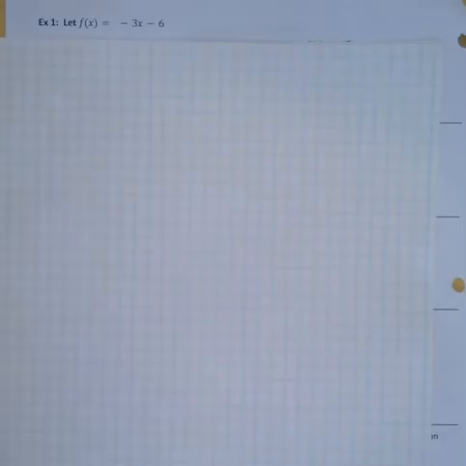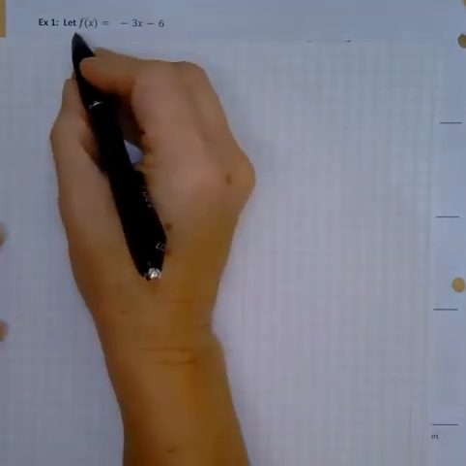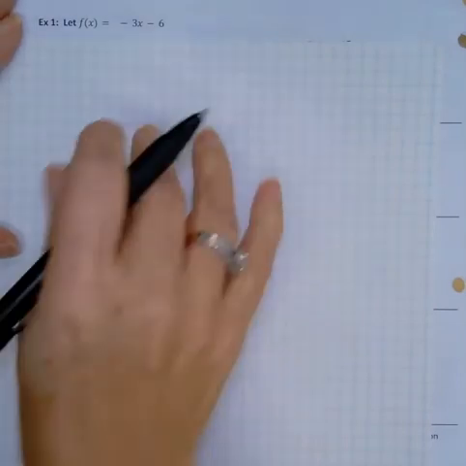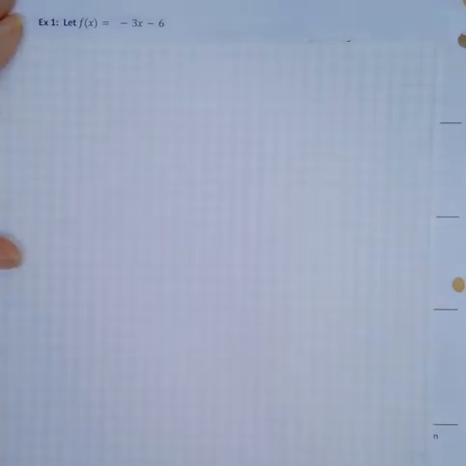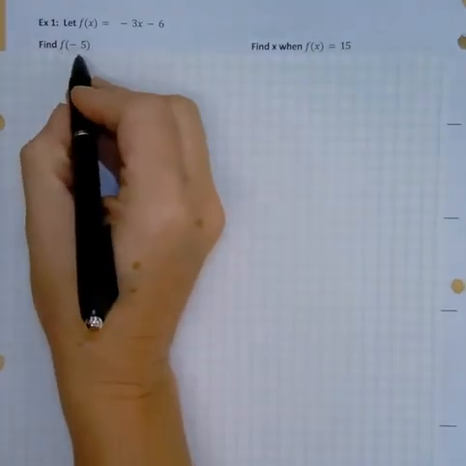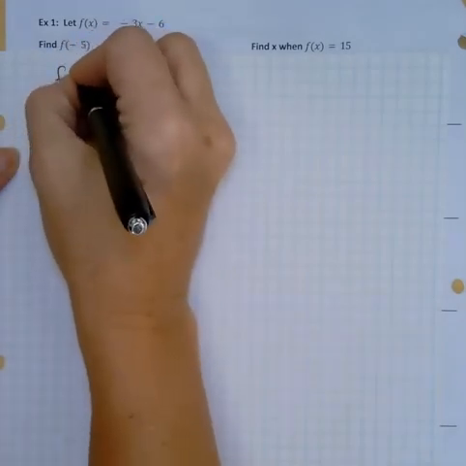All right, and I know example 1 is worked out on your paper, but I'm going to go ahead and work it out step by step as well. So if I let f of x equal negative 3x minus 6, I have f of x equals negative 3x minus 6. They are asking me to find the f of negative 5. So notice what that looks like right here. I have f of negative 5.